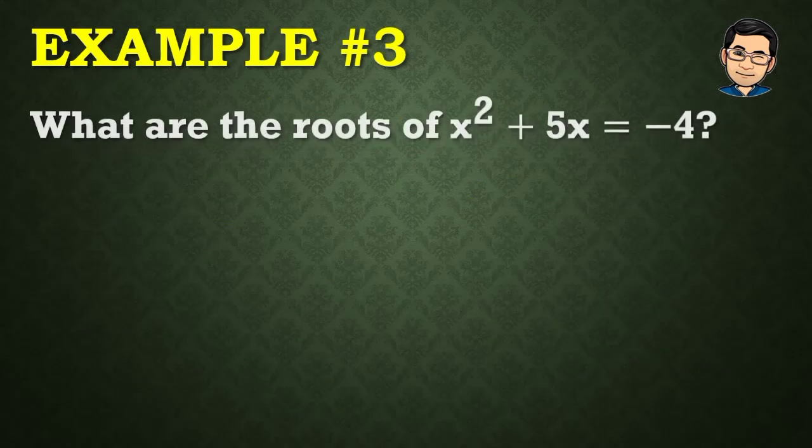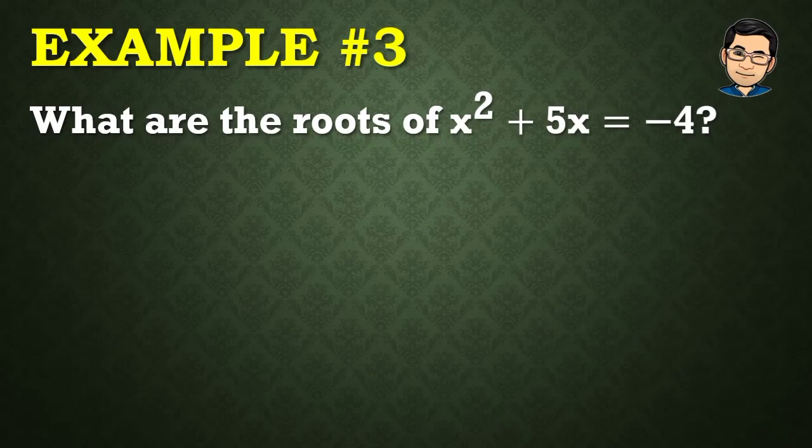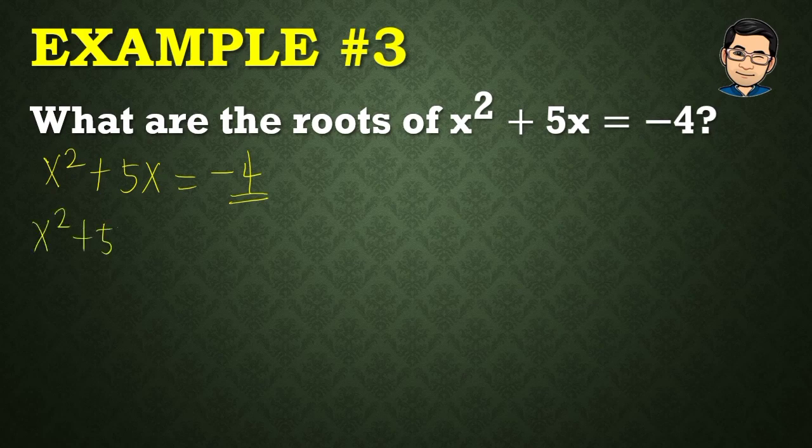Example number 3. What are the roots of x squared plus 5x equals negative 4? So, kung titignan nyo yung given natin, hindi siya nakasulat in standard form. So, again, pag standard form, dapat equal to 0 siya. So, ang gagawin natin, we write x squared plus 5x equals negative 4. And then, itong negative 4 na to, kailangan mailipat siya sa left side. So, magiging x squared plus 5x.